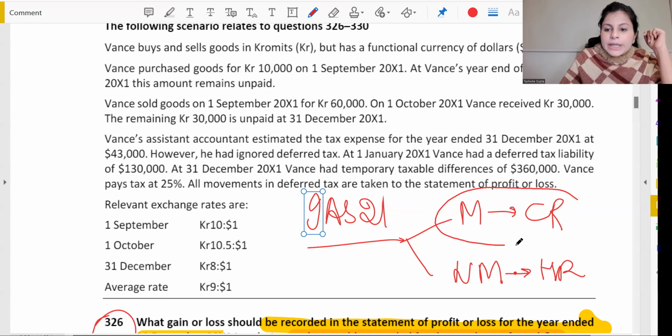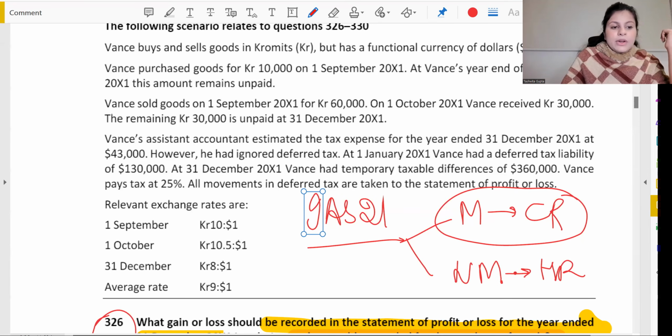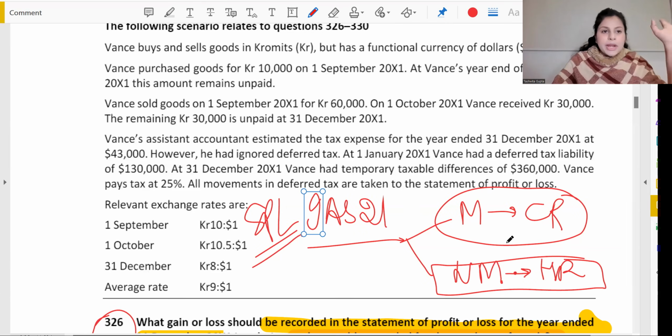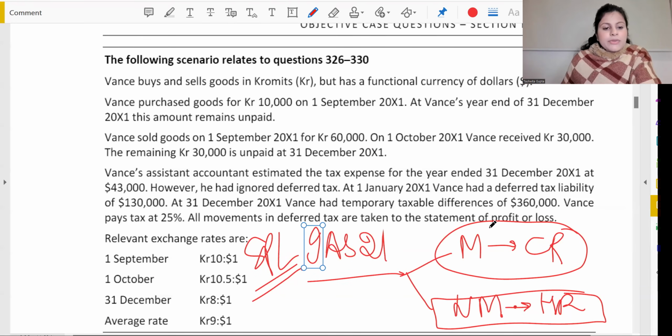So on monetary items, we get an exchange difference. From which statement do we take that exchange difference? Very good. Statement of profit and loss. On non-monetary items, we will never have any exchange difference because they are kept at the same rate. You don't change the rate over here. So let us read this question. They are asking us for payables. So we have purchased goods. Vanis buys and sells goods in Cromage but has a functional currency of dollar.